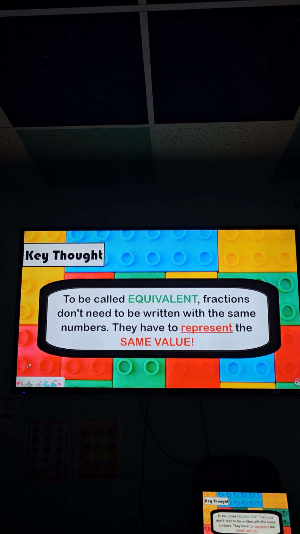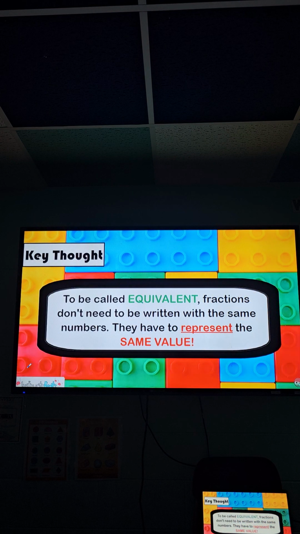So I want to bring us back to our key thought. To be equivalent, fractions do not need to be written with the same numbers, right? They have to represent the same value. That's what equivalent fractions are. Fractions that can be written differently that represent the same amount of the whole.